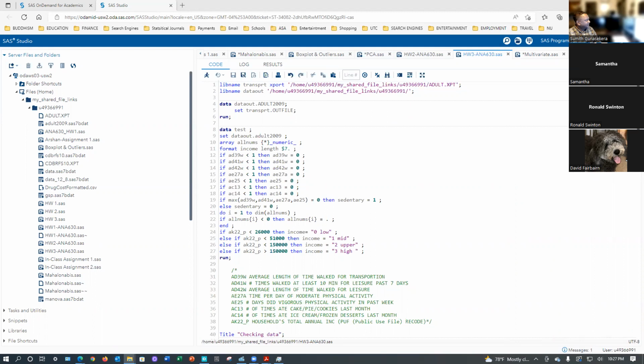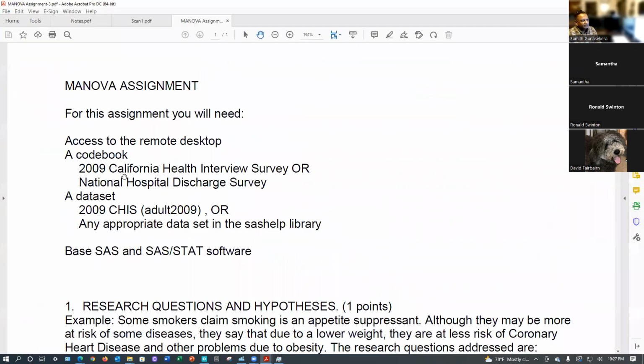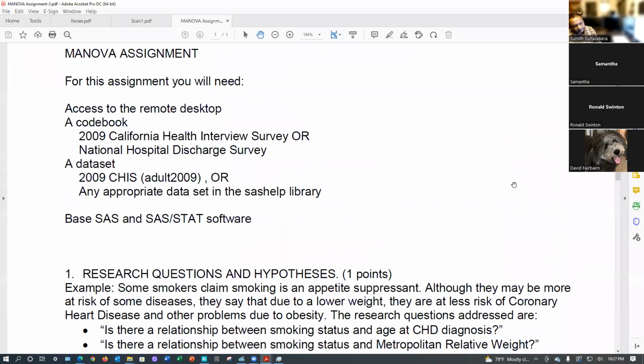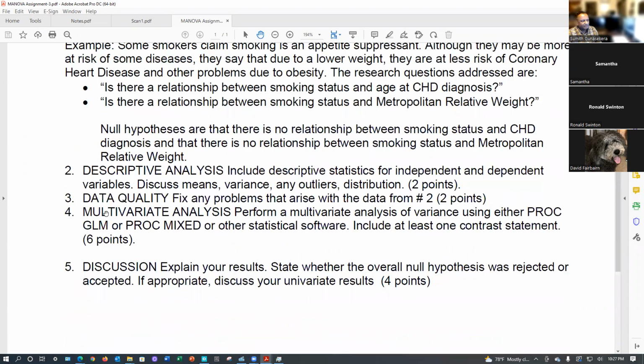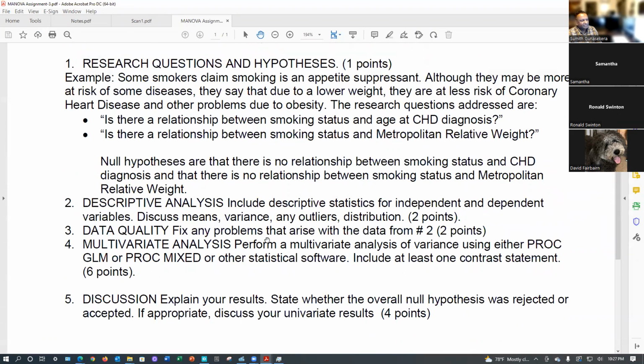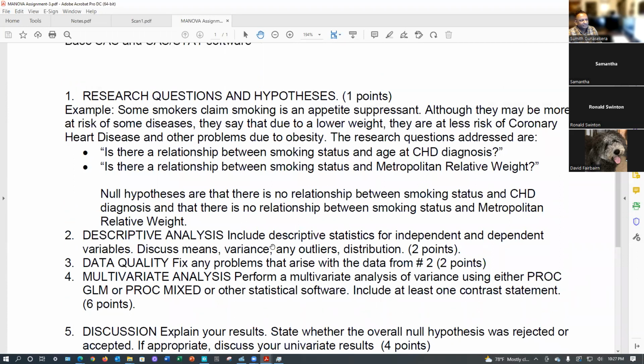Homework 3. Okay. So we are using kind of the same setup. It's not hard because it has only one question, I think. You have to perform the multivariate analysis of variance using PROC GLM, and discuss data cleaning to fix any problem that arises with the data. Same as the descriptive analysis, just give the descriptive statistics for independent and dependent variables. Discuss mean, variance, any outliers, distribution.